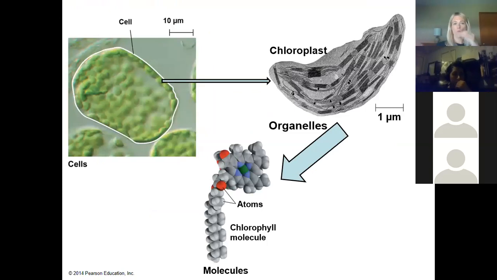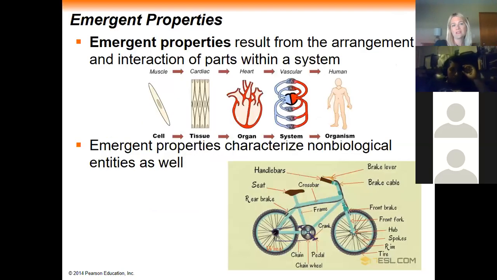We can do this one way up or down. We can start at the biosphere and come all the way down to the molecular level, or we can go from the molecular level all the way back up to the biosphere. And depending on how we look at that arrangement, we're going to ask, what are the emergent properties as we're moving through the system? Are we starting from the biosphere and coming down? What are those emergent properties? Are we going from the bottom back up? So again, emergent properties result from the arrangement and interactions of parts within a system.